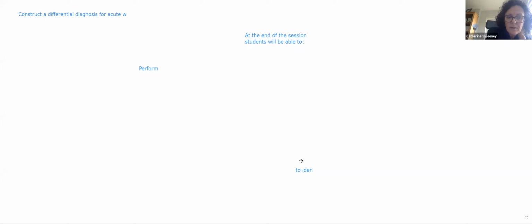Okay, so they're going to be able to perform something. Somebody has here a good one, because it's seeing what they'll be able to perform. "Identify" wouldn't tend to be psychomotor, it is more a cognitive learning outcome. I see "construct a differential for acute wheeze." Again, that's cognitive. They're not performing a task. So think of the psychomotor in terms of performing a task.